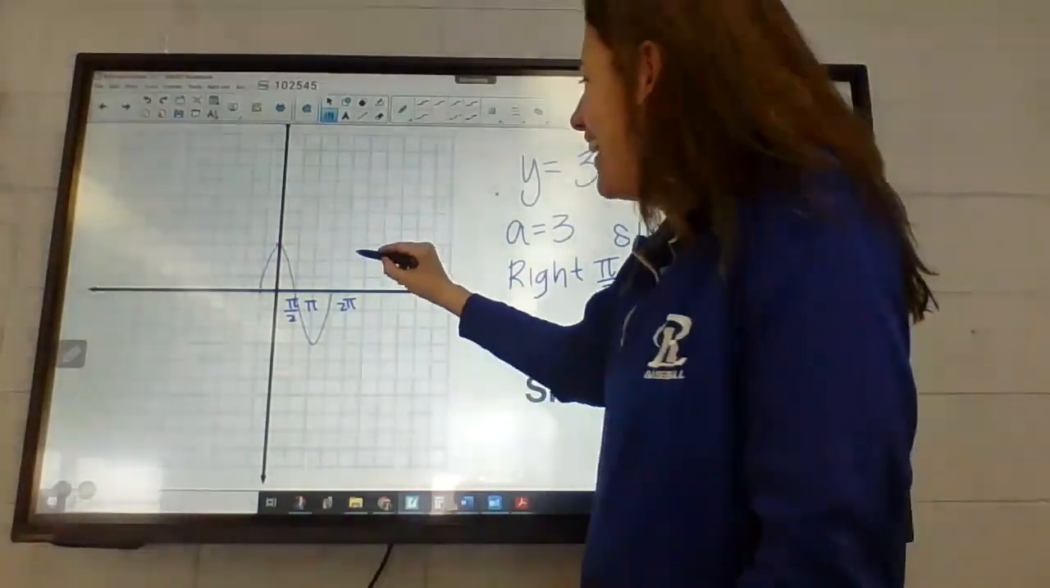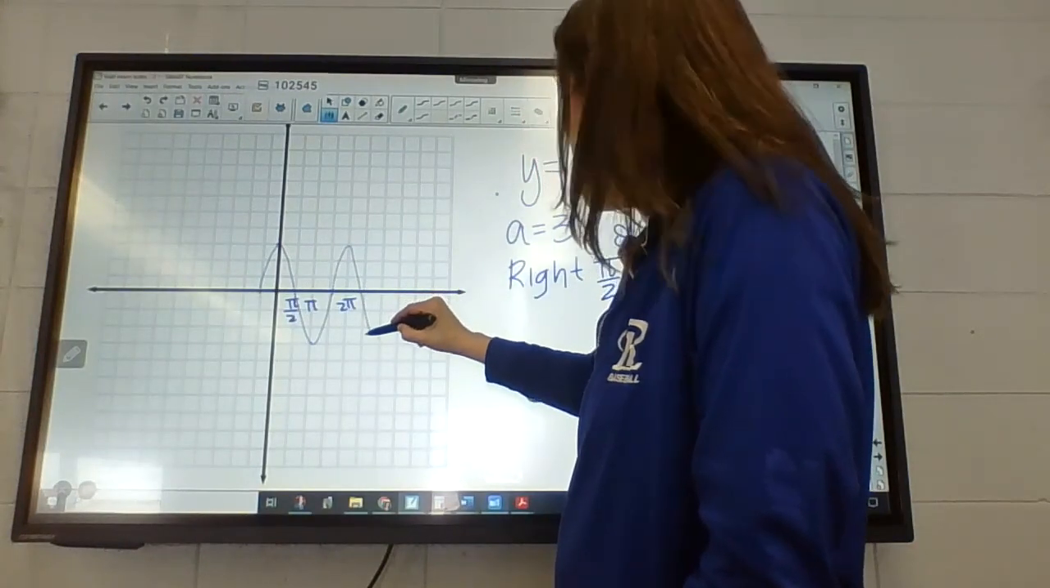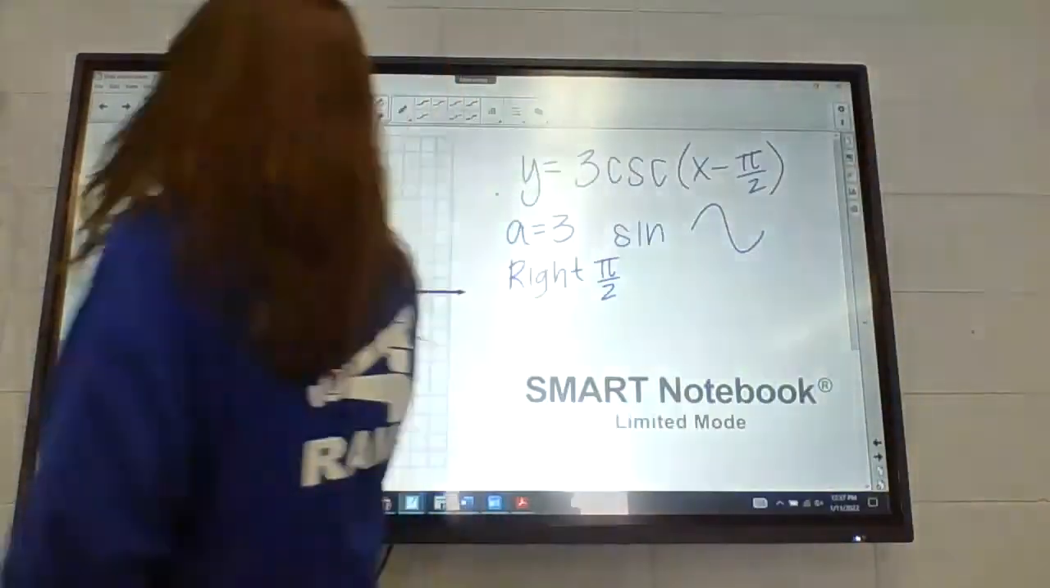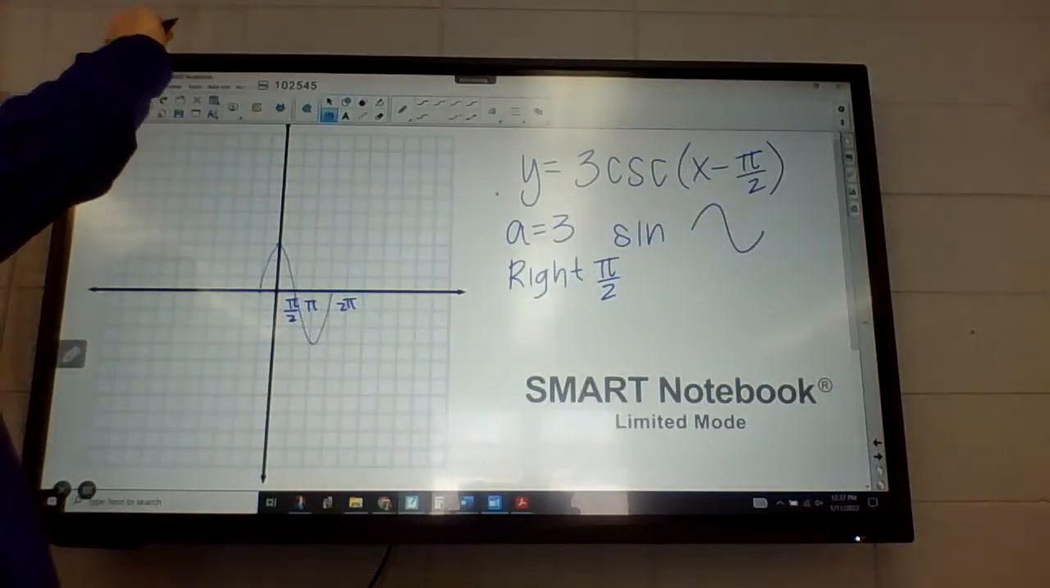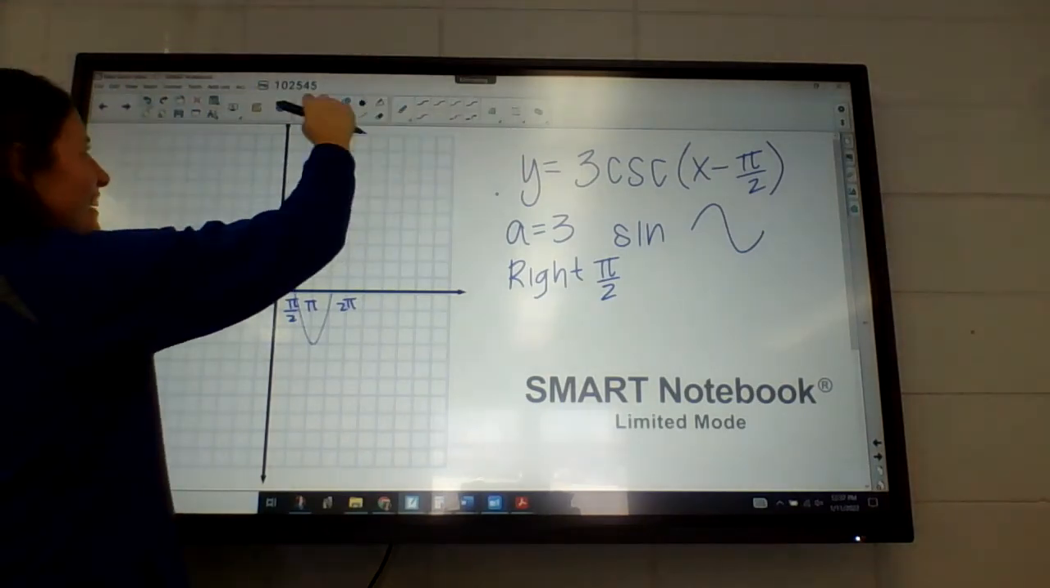I actually asked myself, we're supposed to go to the right, pi over 2. Whoa! I need to go to the right! Let's go! Good job, Sam. What happened? We went to the left.